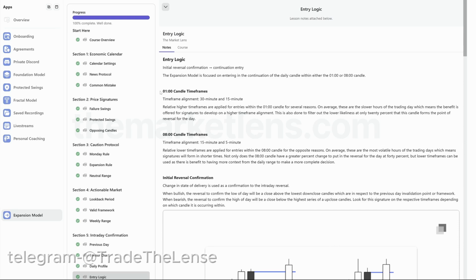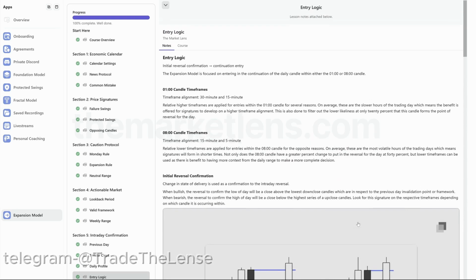Time frame alignment, 1 o'clock candle. Think back to the data. It's a slower window of time. That means these price signatures have more time to develop. So time frame alignment, 30-minute and 15-minute within this time window. That means the initial reversal confirmation, 30-minute, 15-minute. The continuation signature, 30-minute, 15-minute. So both of them apply across these two time frames.